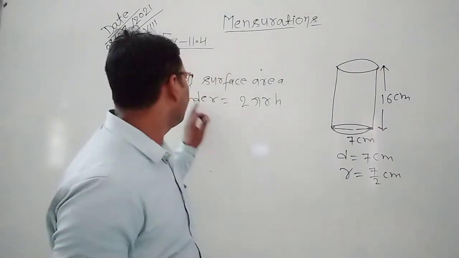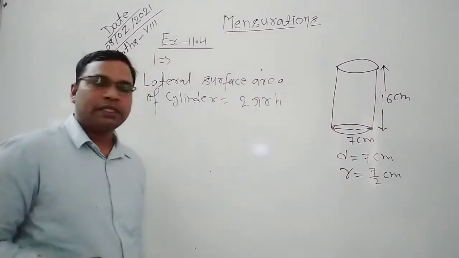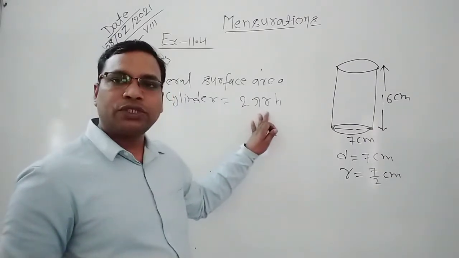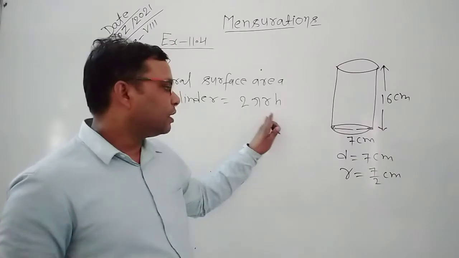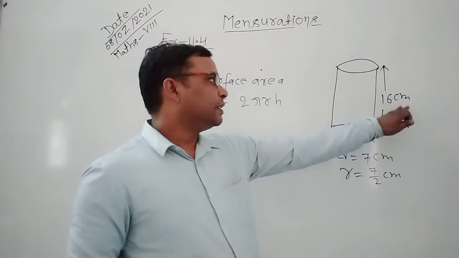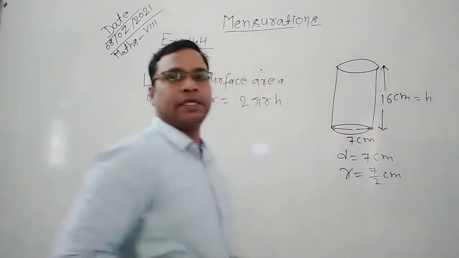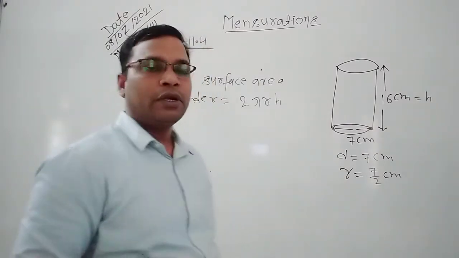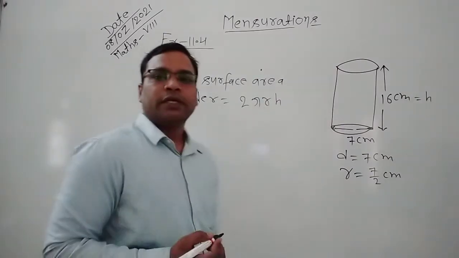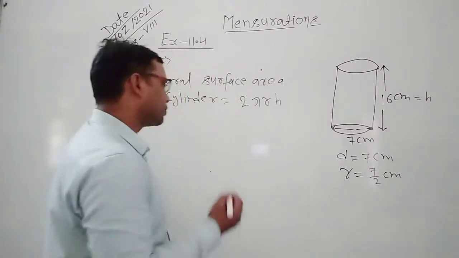So here we need to find the lateral surface area of the cylinder. You know very well this is equal to 2 pi R H, where the value of pi is 22 by 7, R is 7 by 2, and H is the height of the cylinder, which is 16 centimeters. So if we put the value of pi, R and H, then we get the LSA, the lateral surface area of the cylinder. So this is equal to what?